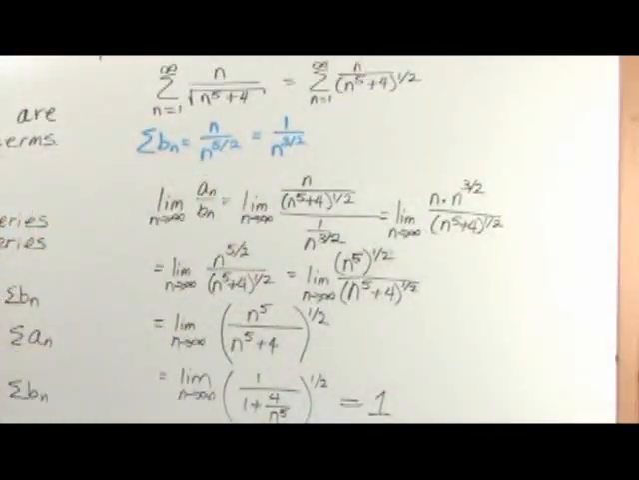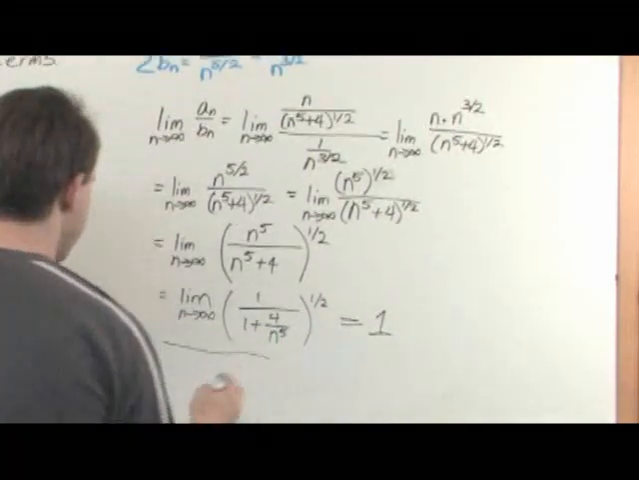B sub n is a p series with p greater than 1, and if you remember back, that means it converges. Okay, and so since the p series converges, and since both series either converge or diverge, since we've proven B sub n converges, we know A sub n converges.